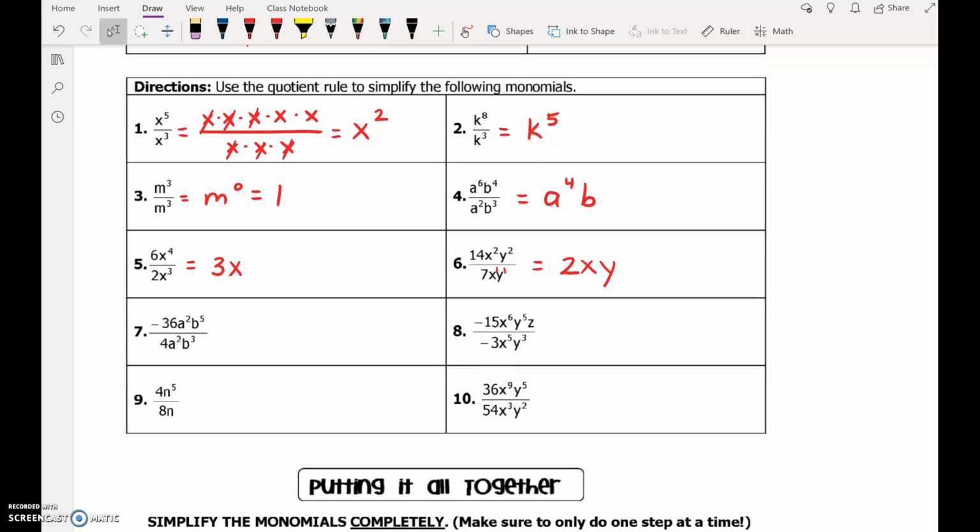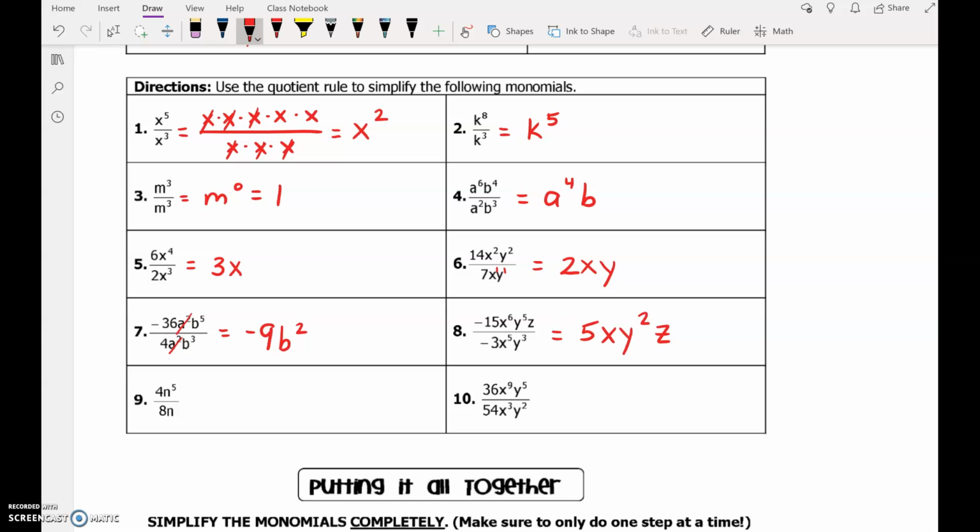Continuing with these division examples, negative 36 divided by 4 is negative 9. You'll notice 2 minus 2 is 0, so the a's will go away, and 5 minus 3 is b to the 2nd power. In number 8, negative 15 divided by negative 3 is a positive 5. Subtract 6 minus 5, which is 1. 5 minus 3, which is 2. And z will remain in the answer.